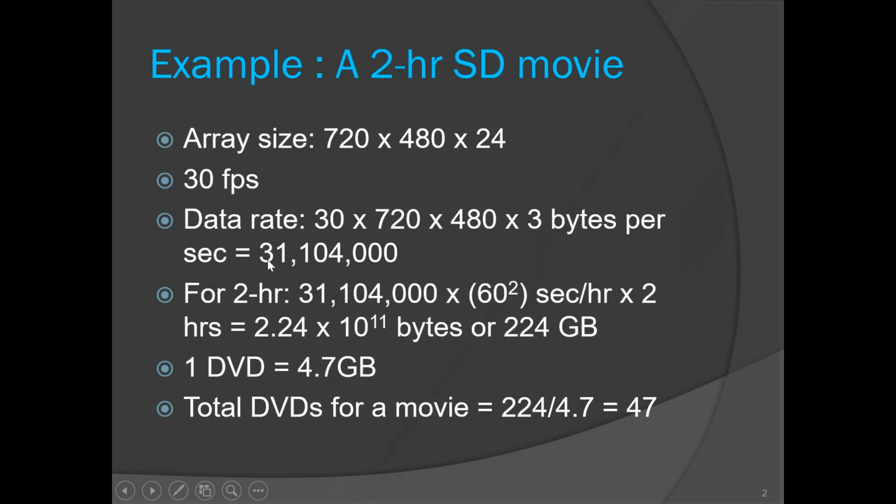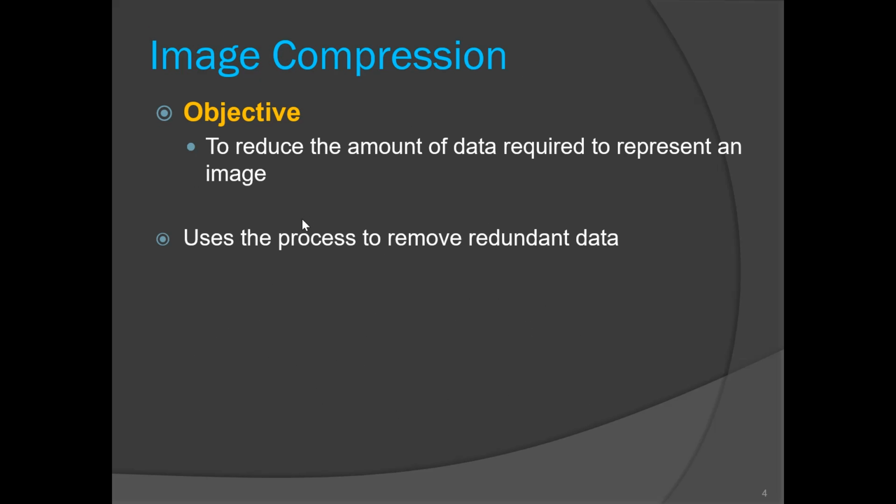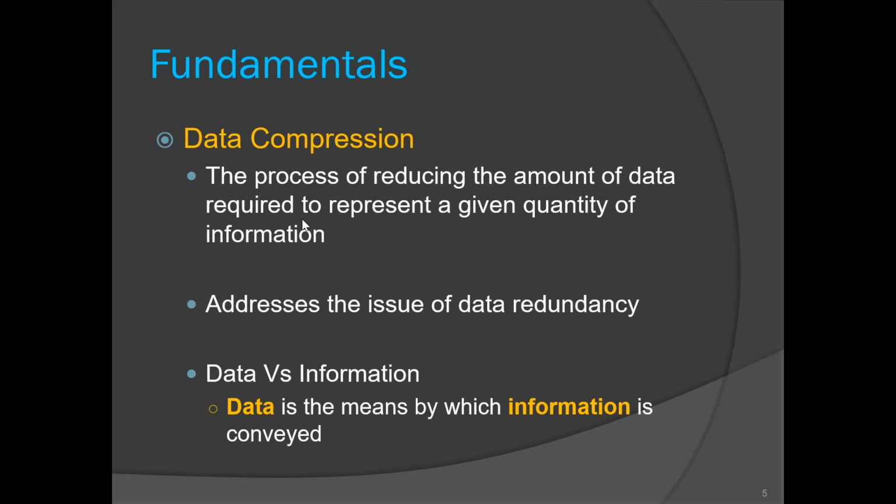this example which illustrates the importance of compression. Then we have seen different terminologies. Definition of data compression, which is the process of reducing the amount of data required to represent a given quantity of information. And then we have seen the difference between data and information. Actually, the data is the means by which information is conveyed. So we have seen the same information can be represented using different amounts of data.